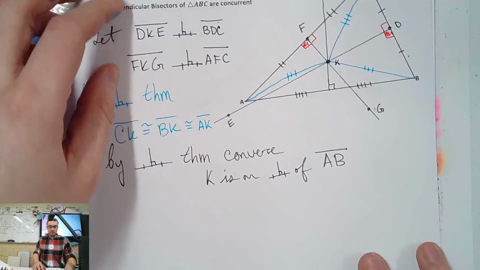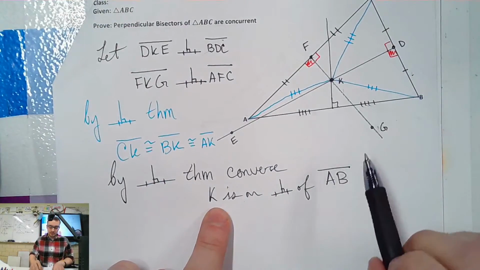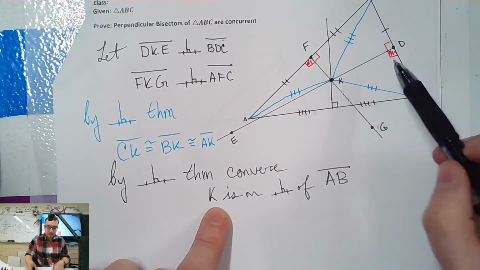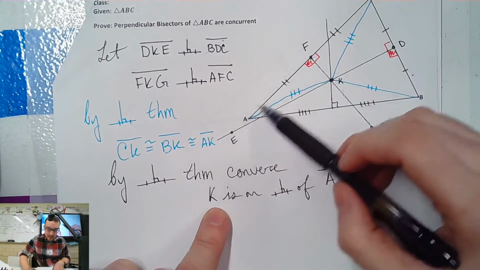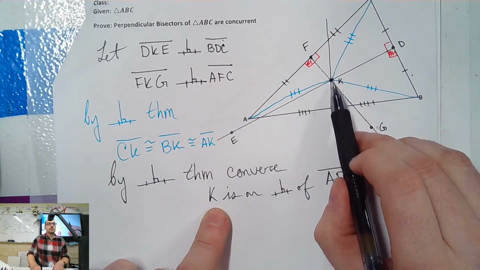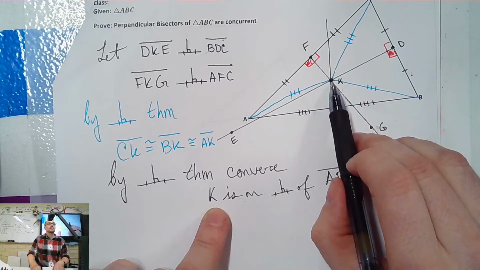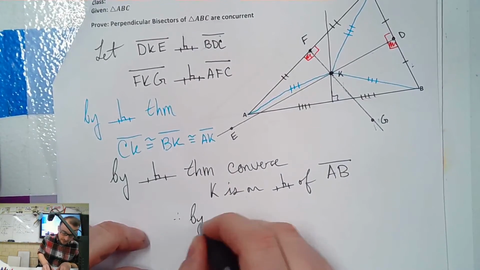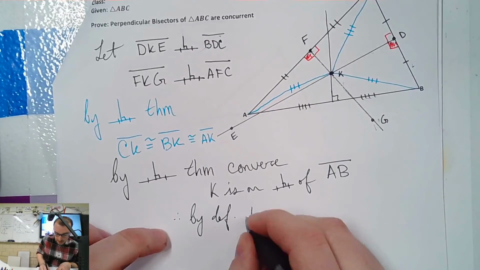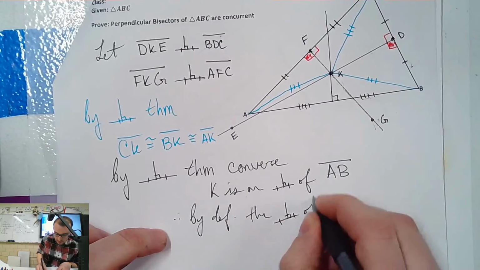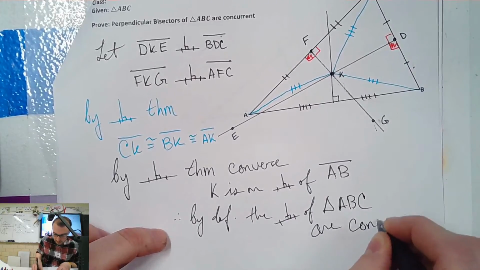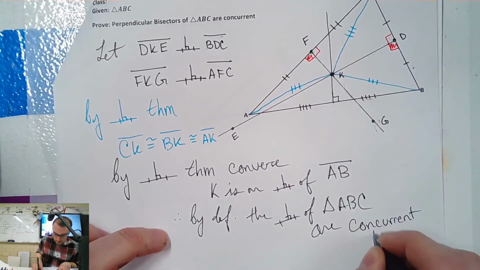Well, hold on. If K is on AB's perpendicular bisector, and it's on BC's perpendicular bisector, and it's on AC's perpendicular bisector, all our perpendicular bisectors intersect at K, don't they? That means they're concurrent. Therefore, by definition, the perpendicular bisectors of triangle ABC are concurrent at K, but I'm just going to write concurrent because that's all I wanted.